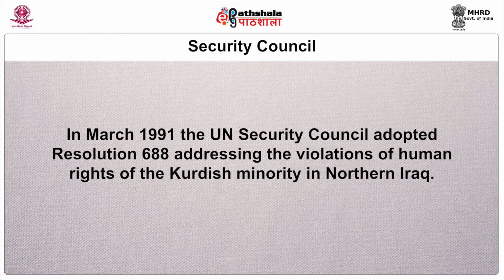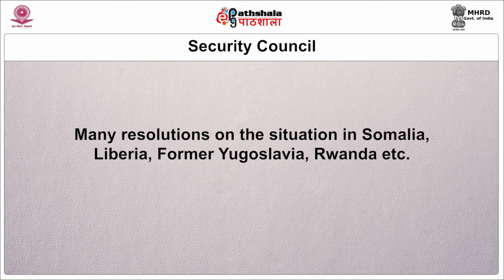In March 1991, the UN Security Council adopted Resolution 688 addressing the violations of human rights of the Kurdish minority in northern Iraq. Many resolutions on the situation in Somalia, Liberia, former Yugoslavia, Rwanda, etc. since then expressed concerns with massive violations of human rights and adopted measures under Chapter 7 to stop the violations.